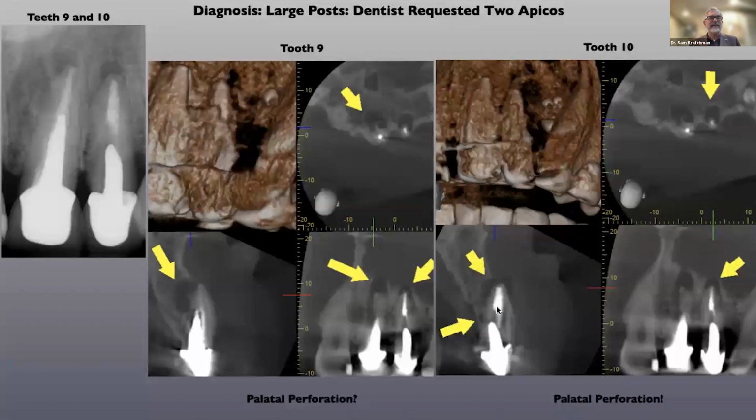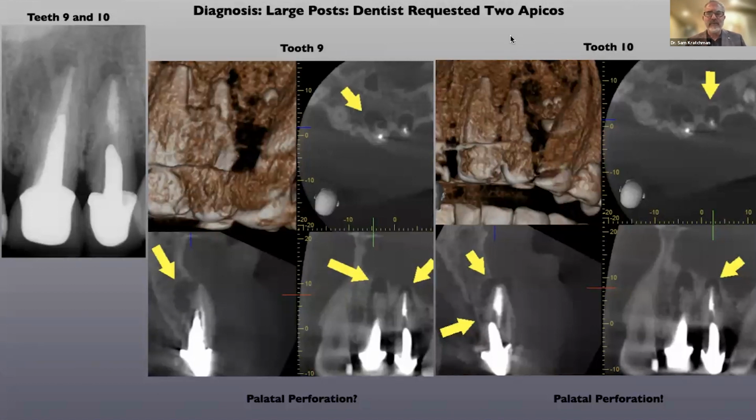and send them back to ortho for movement. This case comes from a referring dentist. He was a little pushy. He said, there are 2 lesions. I want you to do 2 apicos for me. And the patient is going out of town and he wants it done ASAP. So he's putting pressure on me.